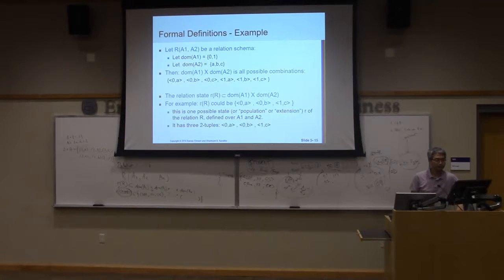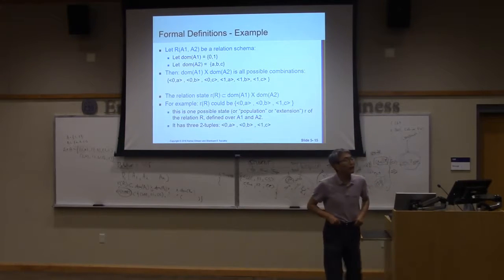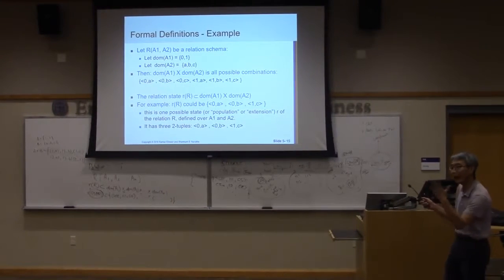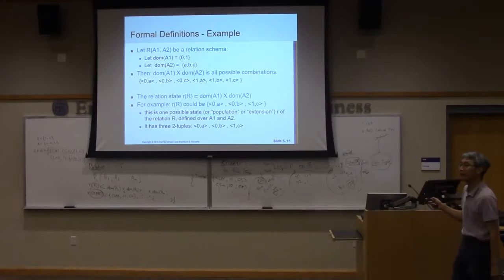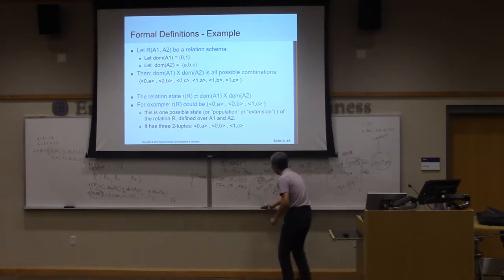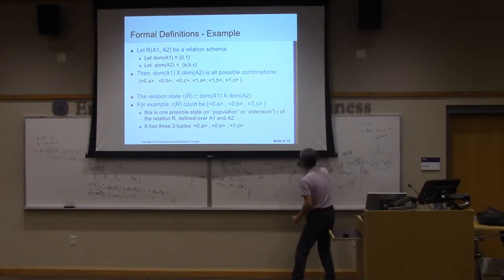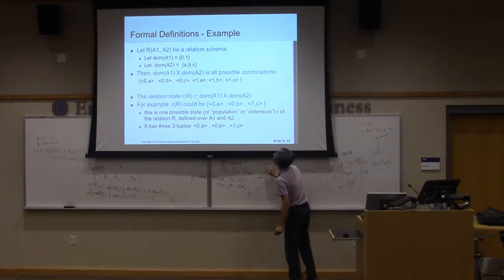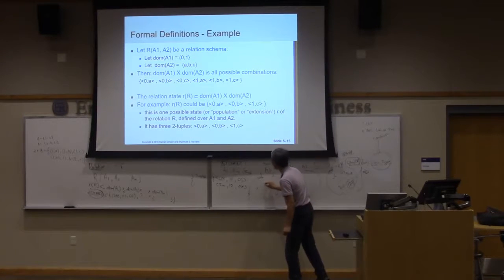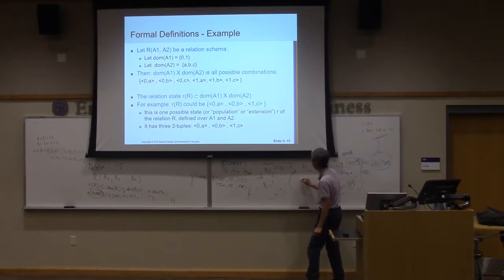Okay, then this is one example of how to create data using the relational model. For my definition of the relational model, let's say attribute 1 has only two values, 0 or 1. Okay, it's a very small domain. And attribute 2 has only three elements inside: A, B, and C. So this one is domain A1, this one is A2. This one has 0 or 1, this one has A, B, C.